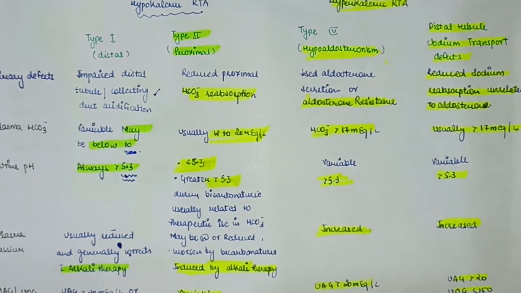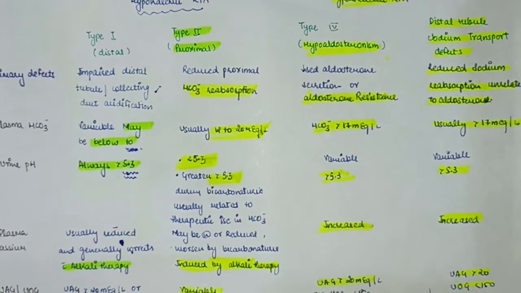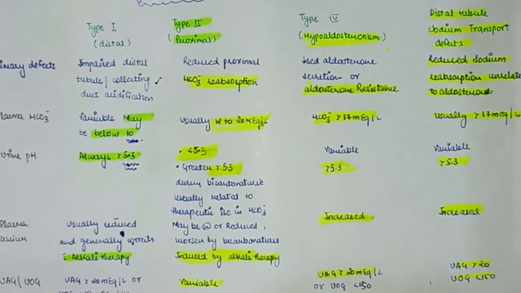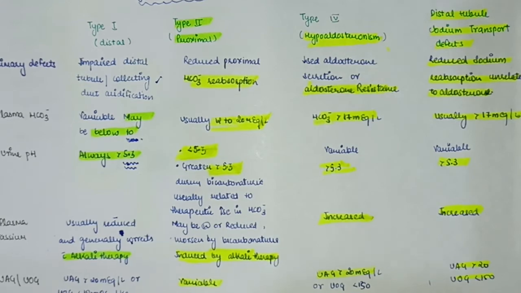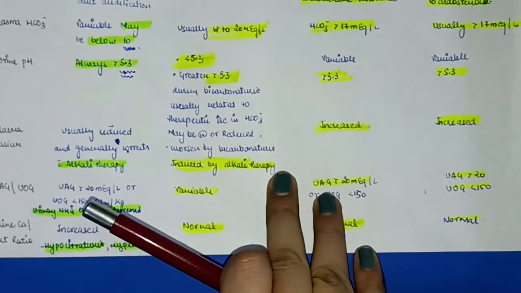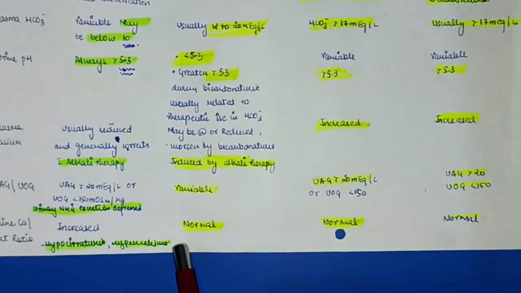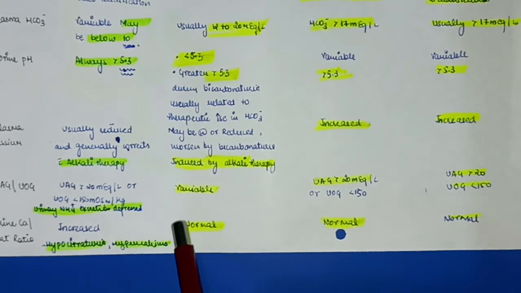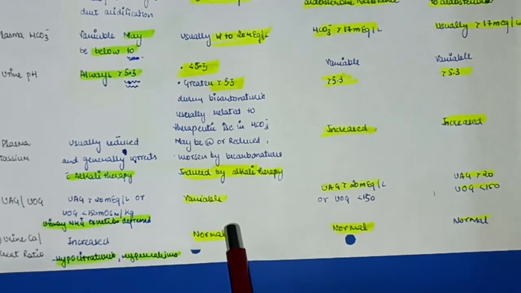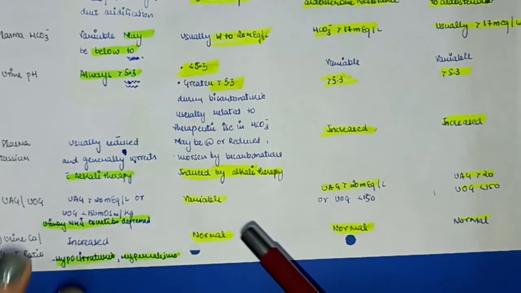Urinary anion gap will be variable in case of type 2 RTA, and urinary calcium to creatinine ratio is normal, which is increased in case of type 1 RTA, because in type 1 RTA there will be hypocitraturia and hypercalciuria. So urinary calcium to creatinine ratio is normal in case of type 2 RTA.